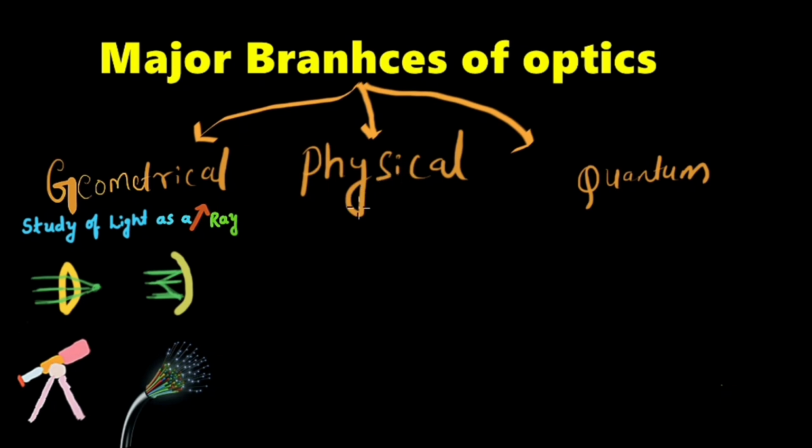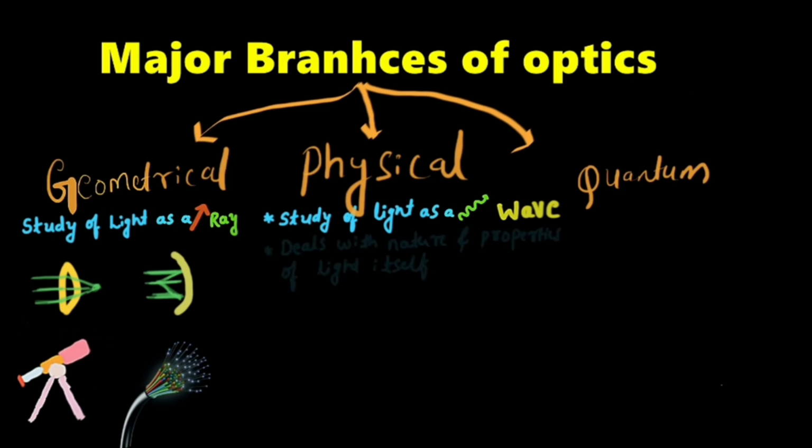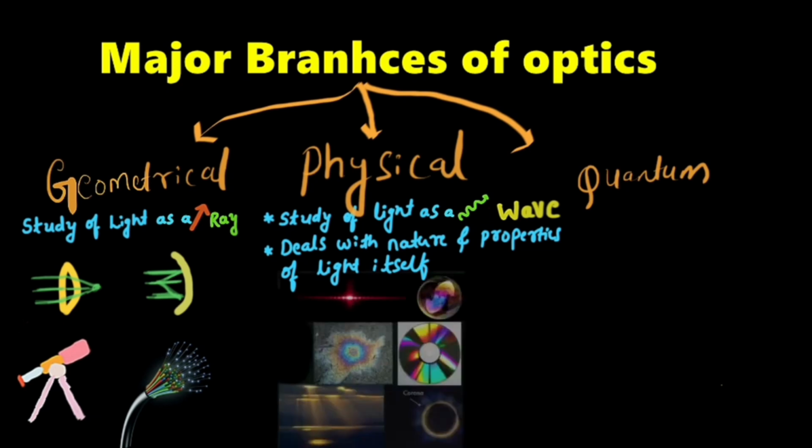Hagadre, the next one, physical optics. What is physical optics? In physical optics we will consider the light is moving in the form of wave. This physical optics deals with the nature and properties of the light itself. We can explain some phenomena like interference of light, diffraction of light, polarization of light only with the help of physical optics.